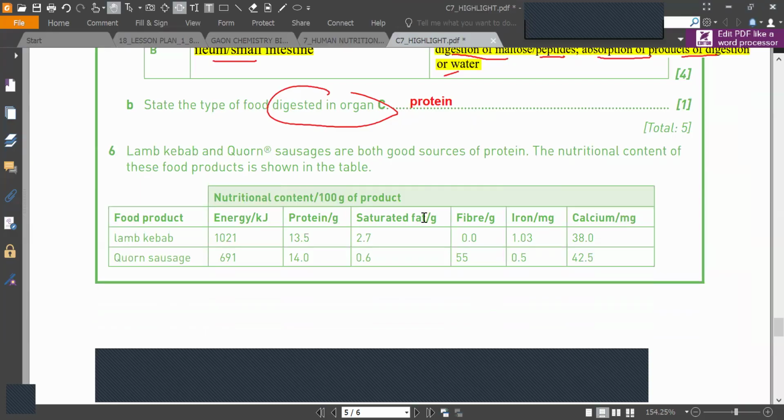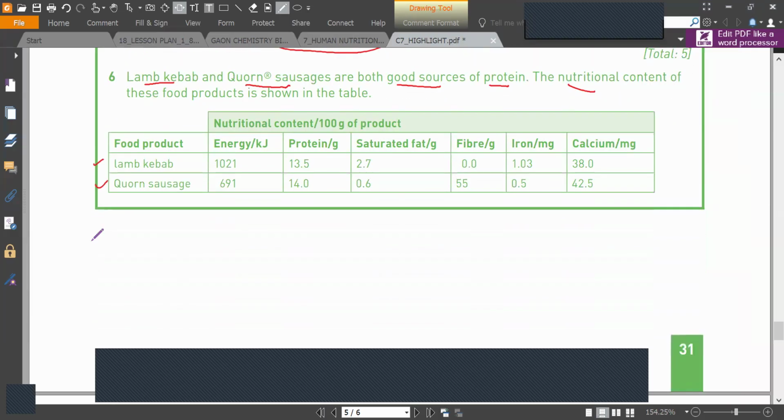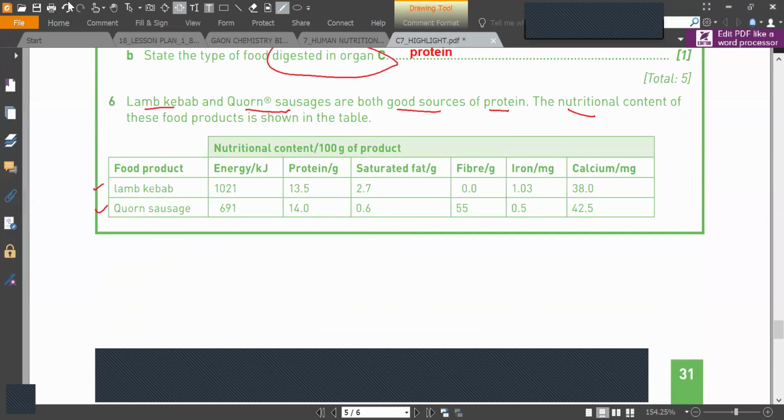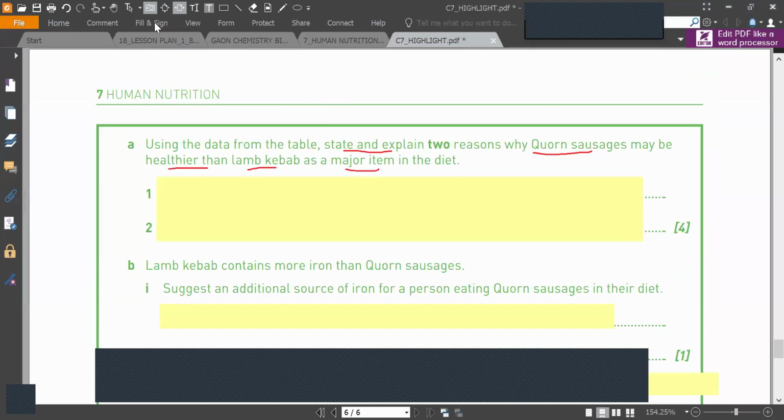Next. We are given two types of food, lamb kebab and corn sausages, both good sources of protein. The nutritional content is shown. Now we want to state and explain two reasons why the corn sausages may be healthier than lamb kebab as a major item in the diet. So we'll take a look. Let us copy this and put it here.